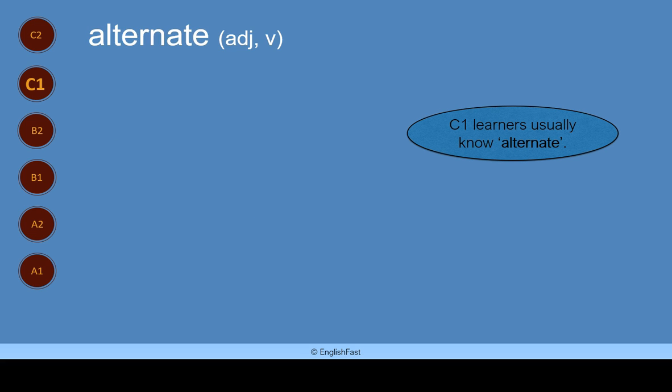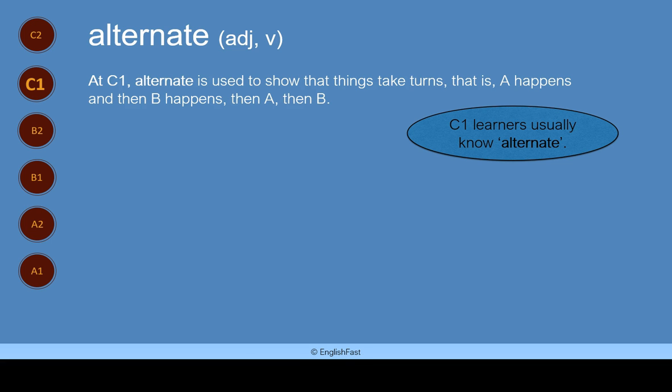Alternate. Alternate is an adjective. Alternate is a verb. C1 learners usually know alternate and alternate. At C1, alternate is used to show that things take turns. That is, A happens and then B happens, then A, then B. Here are some examples.